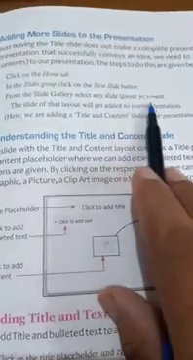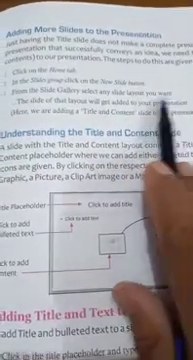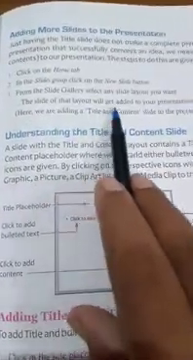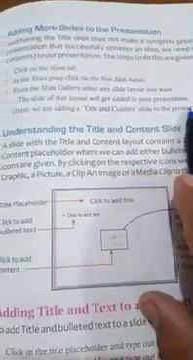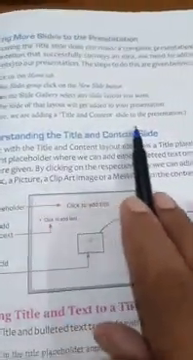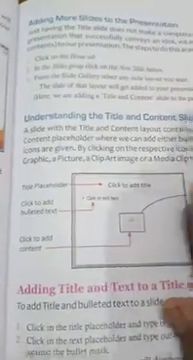First, click on the Home tab. Second, in the Slides group, click on the New Slide button. Third, from the slide gallery, select any slide layout you want. The slide of that layout will be added to your presentation. Here we are adding a Title and Content slide to the presentation.